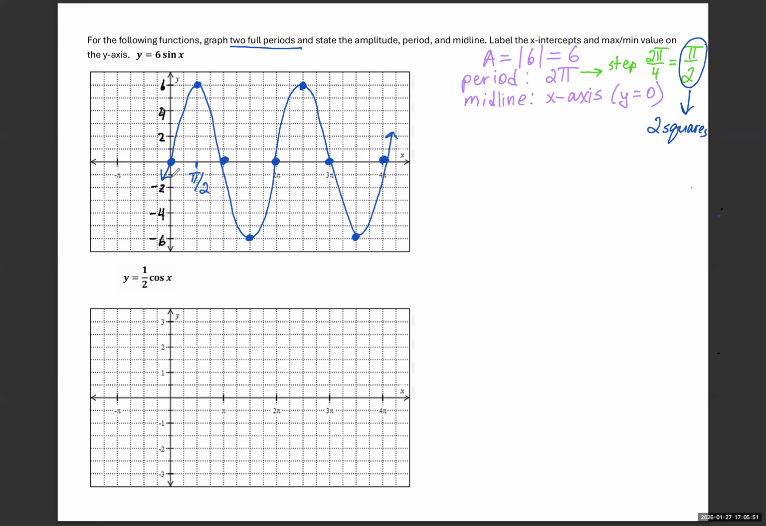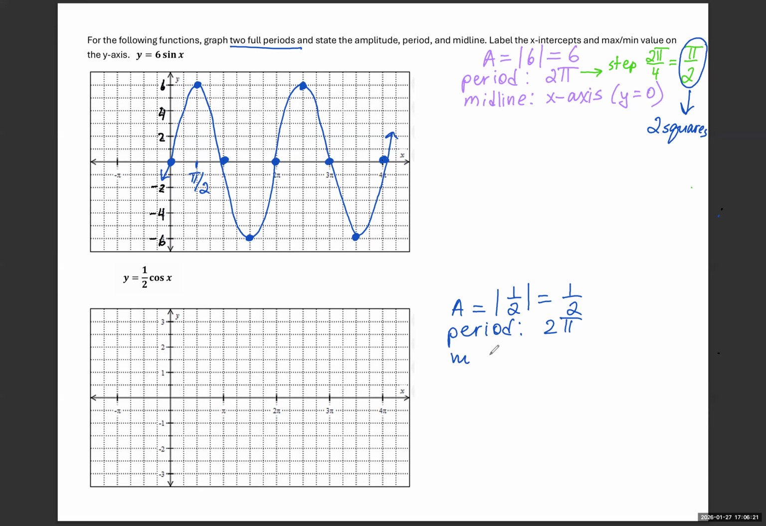All right, that is the graph of 6 times sine x. Now let's try this with cosine. So with cosine, this amplitude is the absolute value of 1/2, so it's 1/2. My period is still 2 pi. This function is not shifted in any way, shape, or form. There's no number in front of x, so it's not stretched or compressed.